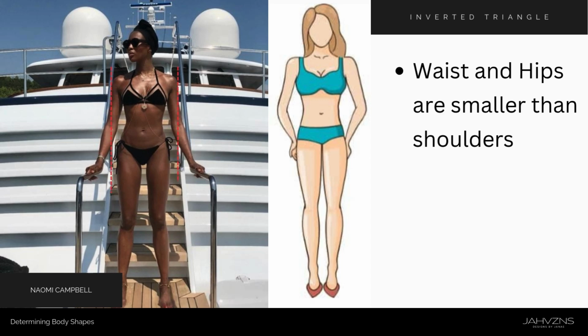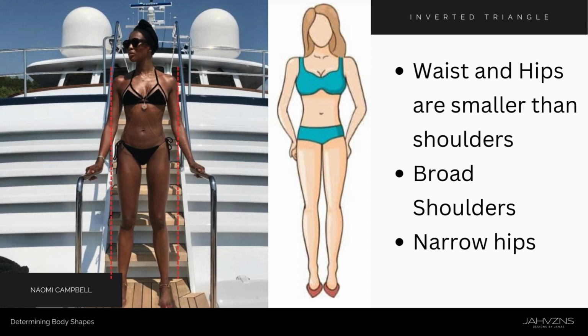The inverted triangle body shape is identified by the waist and hips being noticeably smaller than the widest part of their shoulders. Inverted triangles are known for their broad shoulders, which is the most noticeable unique feature about them. They may also have narrow hips. Even if there are some curves there, as long as the hips are smaller in width compared to the shoulders, they are likely an inverted triangle shape.